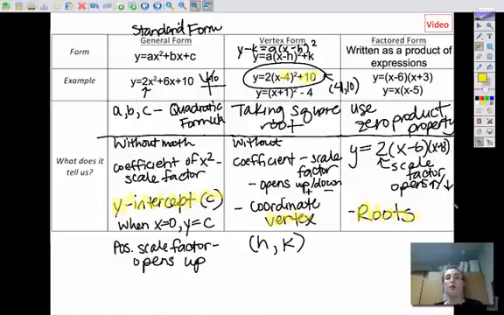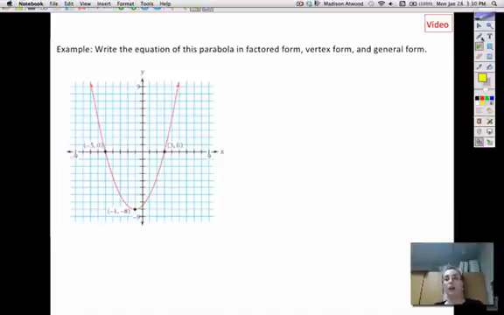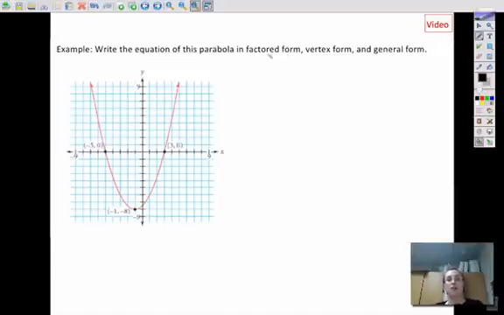Okay? So we're going to look at a picture of a parabola and we're going to input everything we know into the three different forms. We're going to do each form. I'm going to start by doing factored form. That means that I'm going to use the roots, because that's the information that I can use to get factored form. Remember, in all three, we have to find the scale factor.